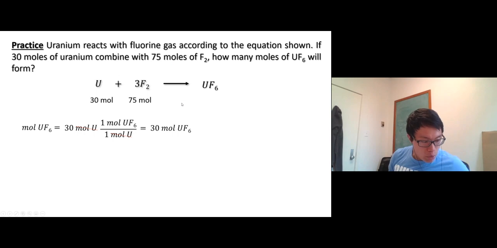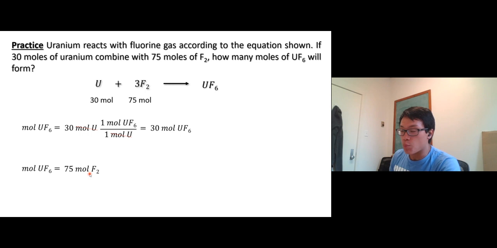Now, if you look at the moles of fluorine gas, we have 75 moles of fluorine gas, but watch out, it's a 3:1 ratio. We use this one up more quickly than uranium. All right, so 3 moles of fluorine, 1 mole of uranium hexafluoride. The moles cancel out. You're going to get 25 moles of uranium hexafluoride.